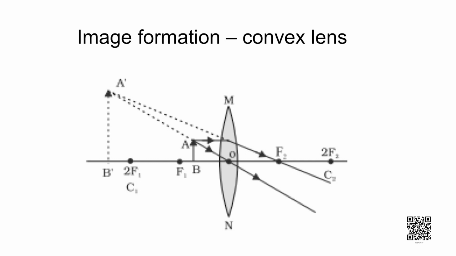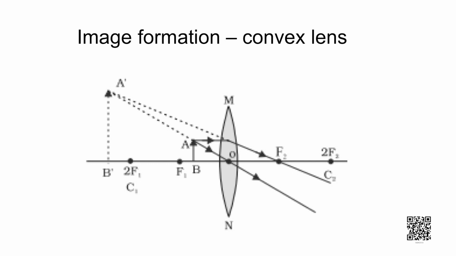Here we consider the first ray starting from the object to be the one parallel to the principal axis, which passes through the focus F2 on the other side of the lens. The other ray is taken to be the one passing through the optical center of the lens. We observe that the two refracted rays form a pair of divergent rays which do not actually meet.